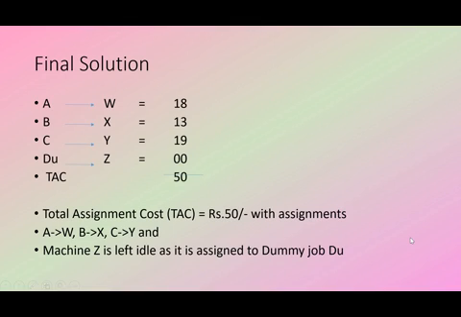Any doubts with this? It is very much similar to minimization case balanced problem. Only when you have an unbalanced problem, first step of converting unbalanced problem into balanced problem is what you are supposed to do. Just by adding a dummy row or dummy column, your problem becomes balanced and you can continue applying Hungarian method like you did in the previous problems. Hope you have understood.